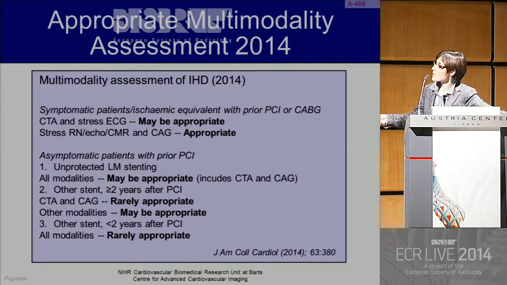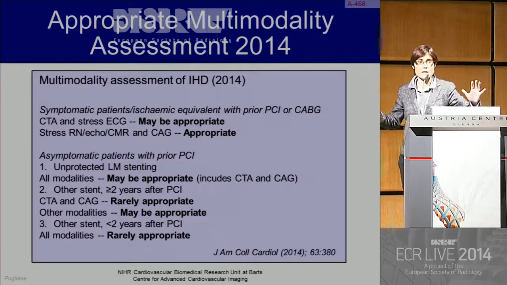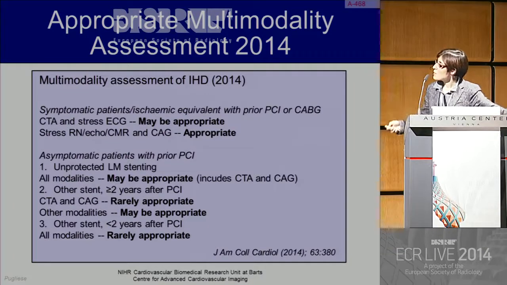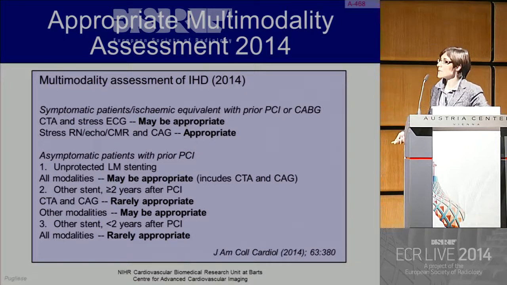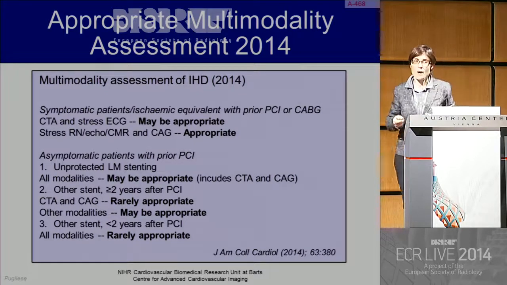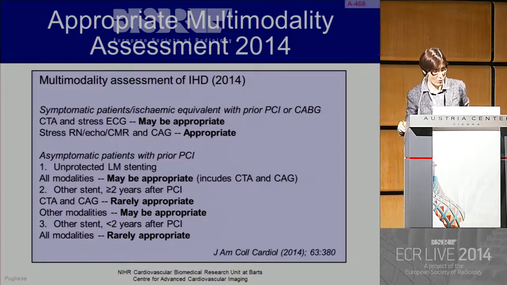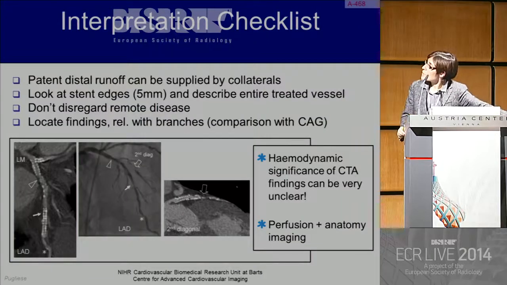radionuclide imaging or stress echocardiography, stress MR, or invasive coronary angiography are deemed appropriate, while CT angiography and stress ECG are probably not first line, according to this document. Whereas in patients without symptoms and unprotected left main stenting, all modalities may be appropriate, which includes coronary CTA. It is deemed in this document that other stents in asymptomatic patients probably do not require, in the majority of cases, any follow-up.